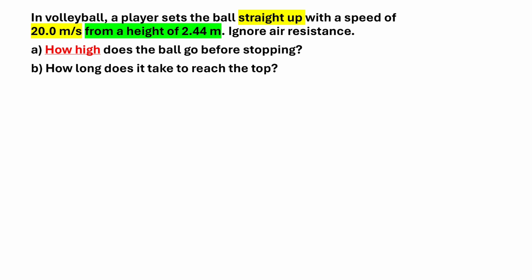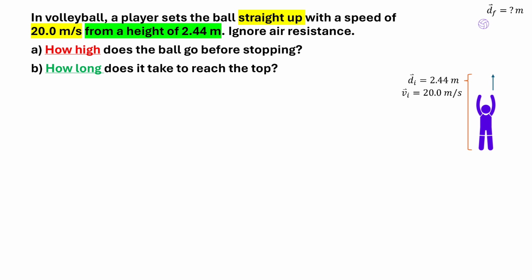The first part is asking about how high does the ball go before stopping, which implies that we need to find the final displacement. The second part is talking about how long does it take. That means time. Let's illustrate first. So we have initial displacement as 2.44 meter and initial velocity of 20.0 meter per second. The ball left the hand and reached to wherever the location that we don't know from A. Final displacement is what I am going to put.